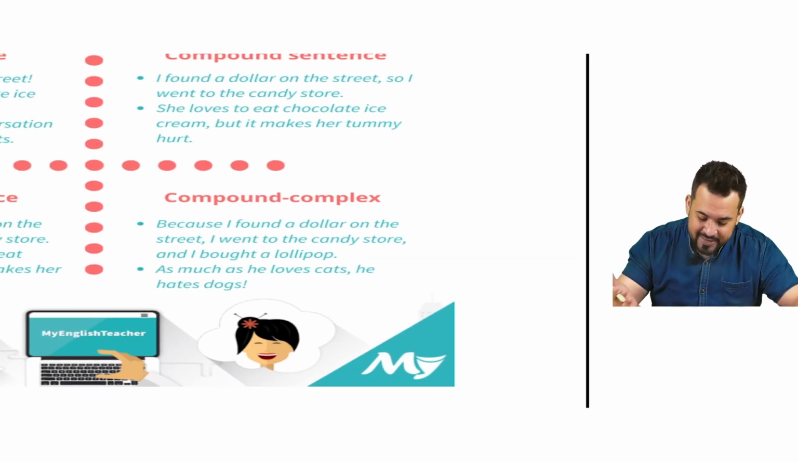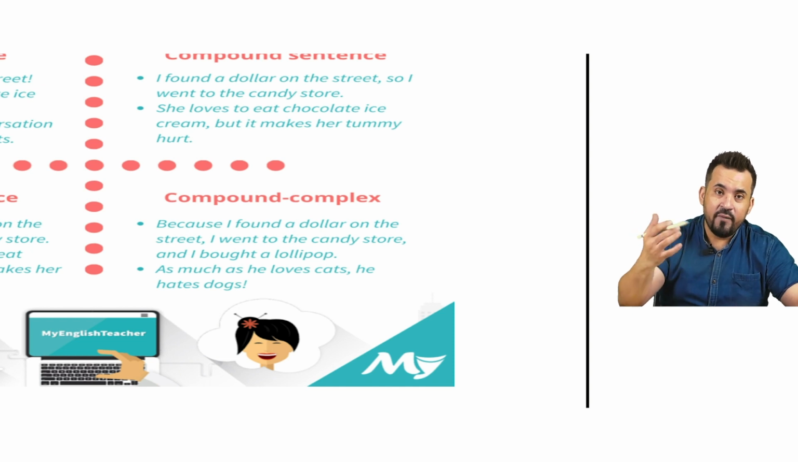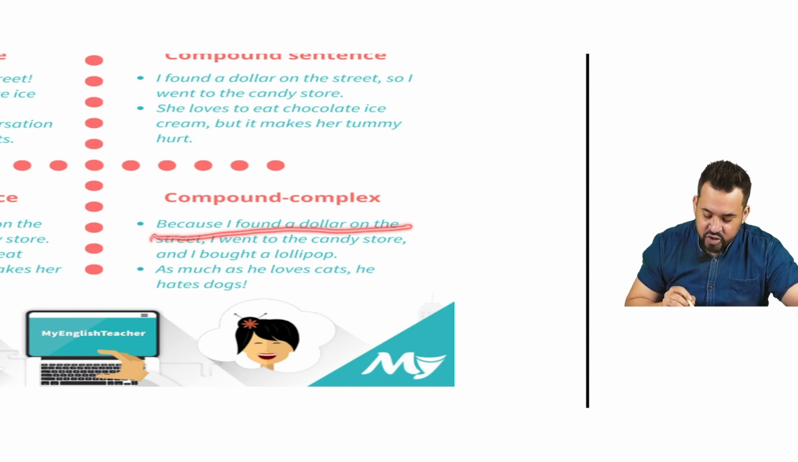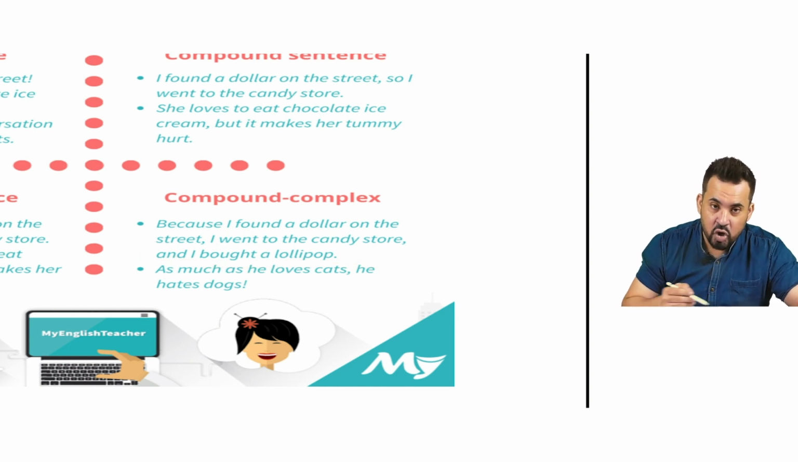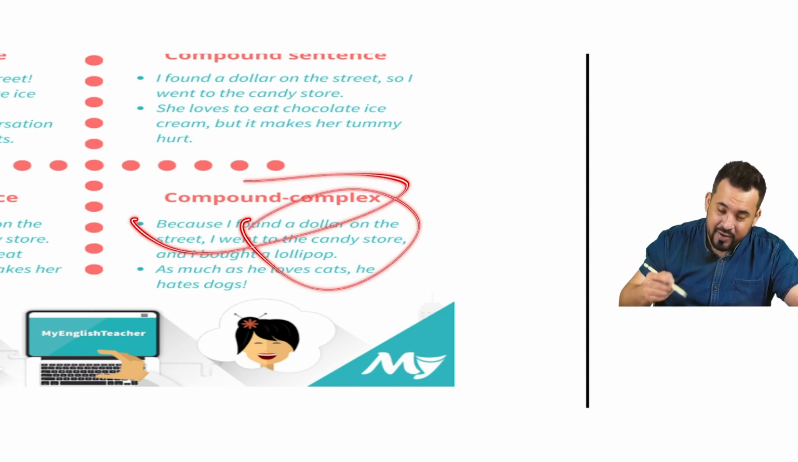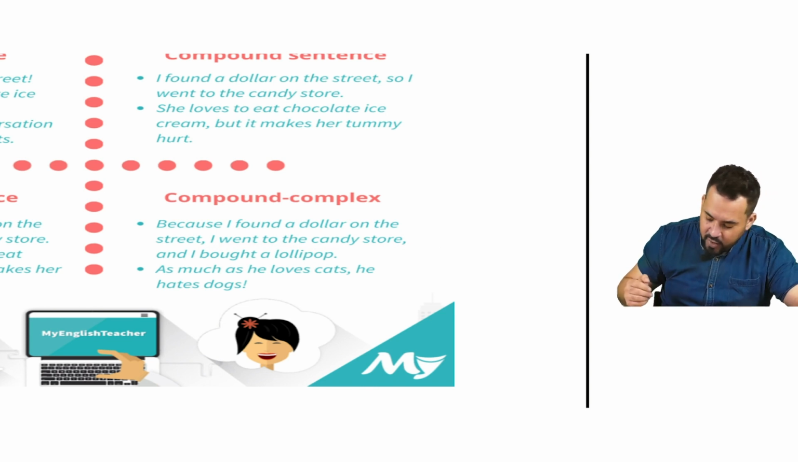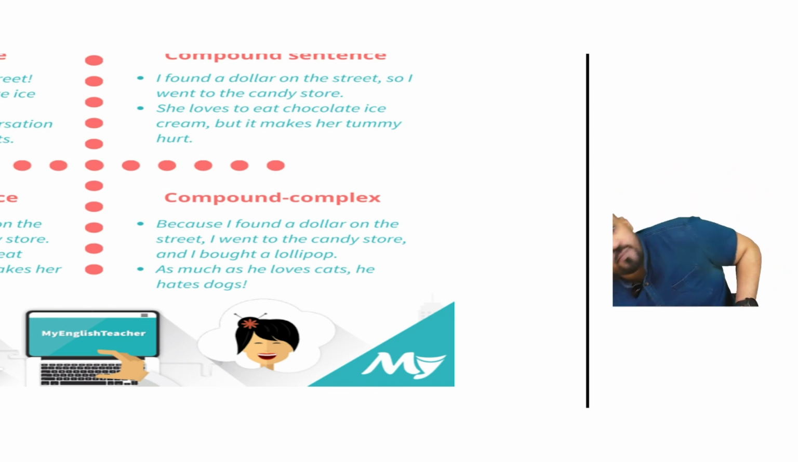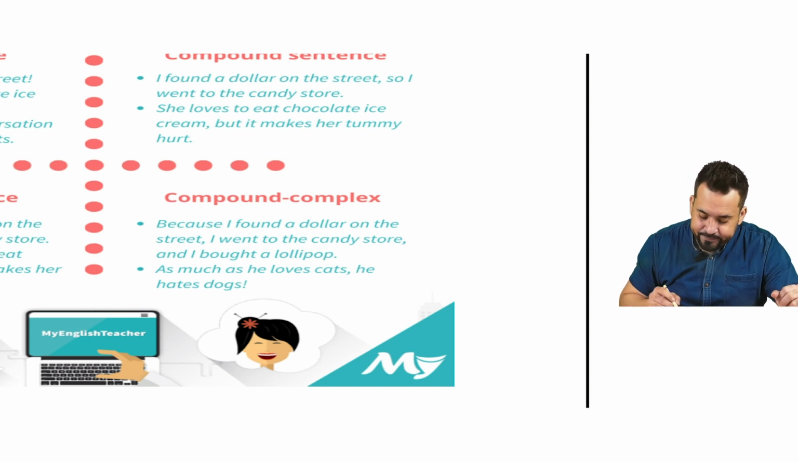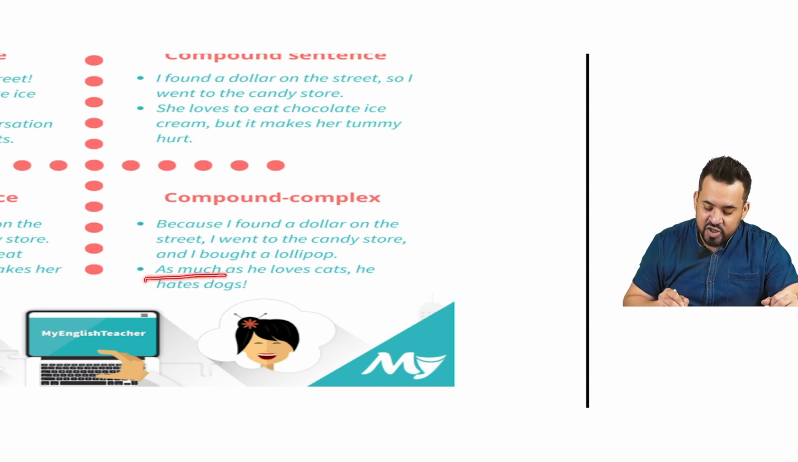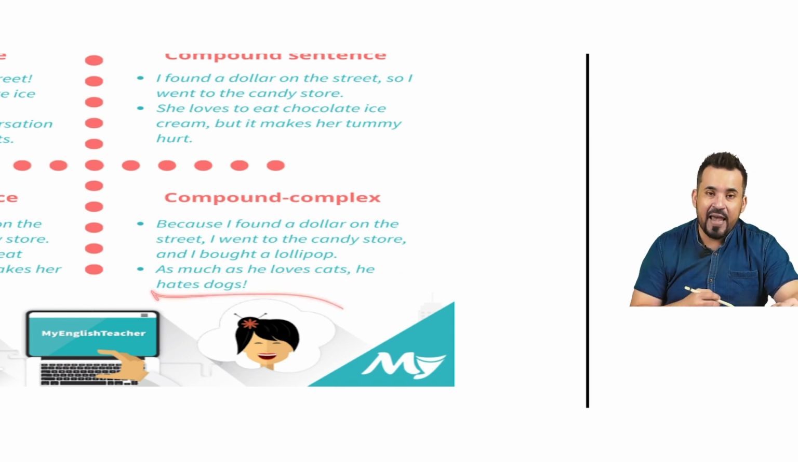Now the compound complex sentences have more than one independent clause and more than one dependent clause. So, because I found $1 on the street, I went to the candy store and I bought a lollipop. So I found $1 on the street, and then you have more than one dependent clause. So you have the dependent clause, because I found $1 on the street, then the following events took place. I went to the candy store and I bought a lollipop. As much as he loves cats, he hates dogs.